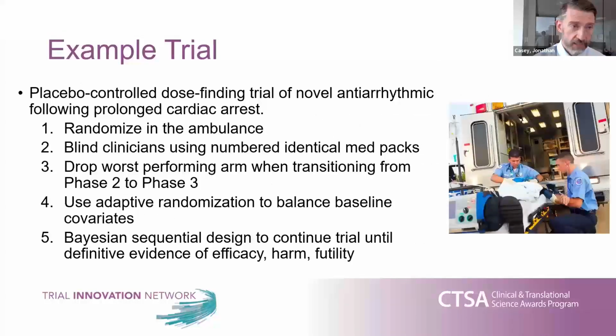So let's think about a placebo-controlled dose-finding trial of a novel antiarrhythmic following prolonged cardiac arrest that was enrolling patients in the pre-hospital setting. So what would you need to do in that trial? You would need to randomize patients in the ambulance among a very large number of EMTs who are unlikely to be KSP or have the ability to log into a cloud-based randomization system. You might want to blind clinicians using numbered identical med packs.